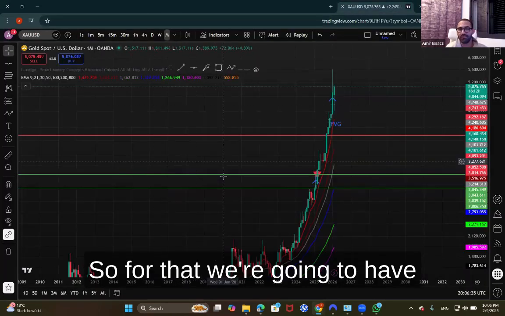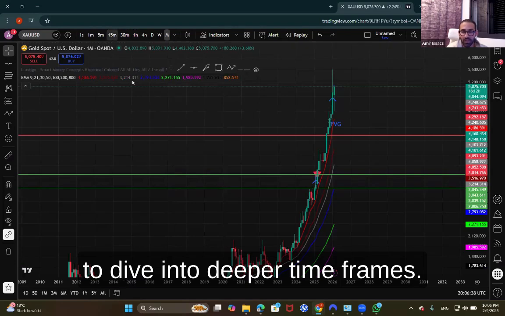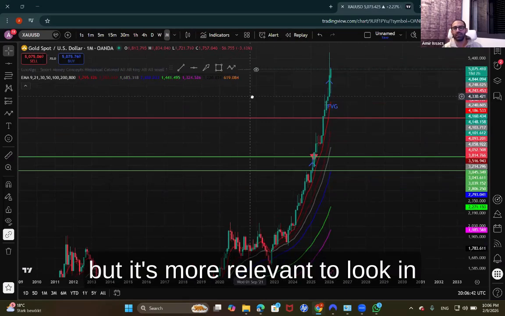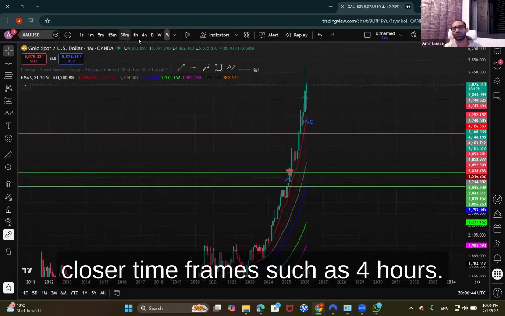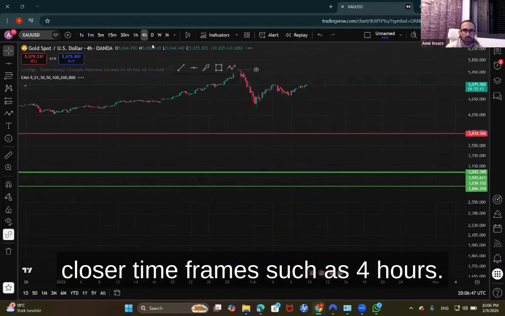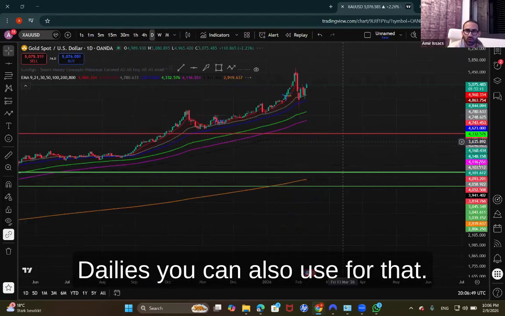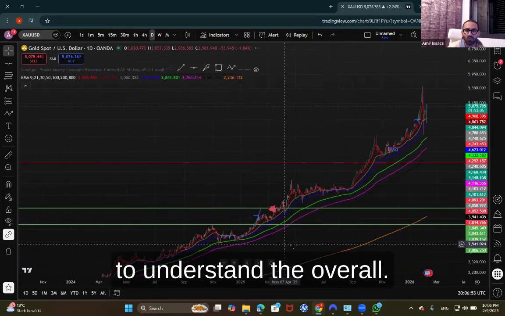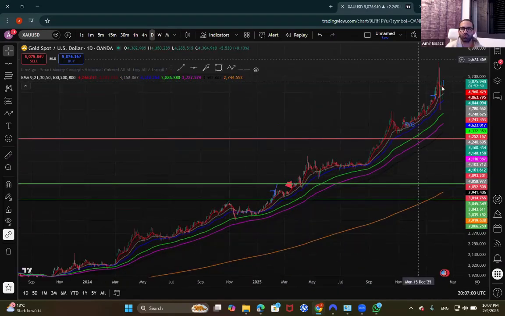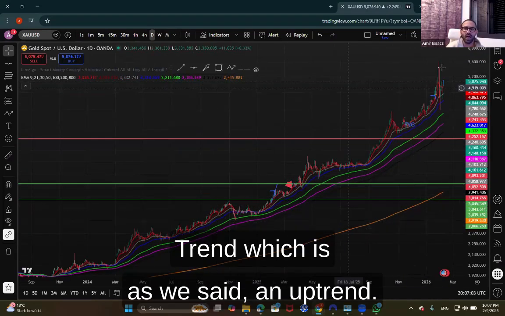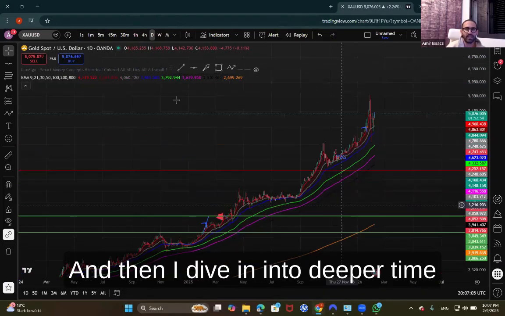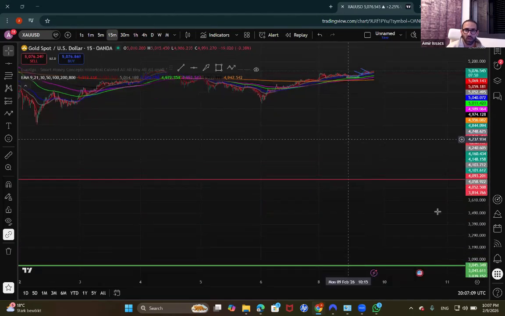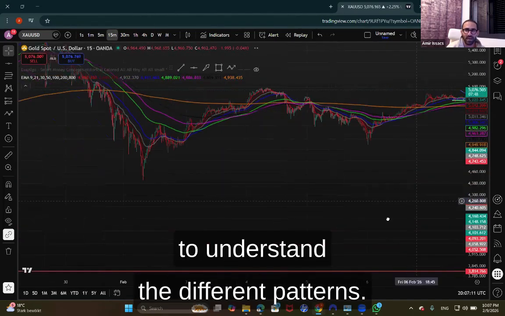So for that, we're going to have to dive into deeper time frames. Yes, we can look for patterns also in higher time frames, but it's more relevant to look in closer time frames, such as 4 hours. Dailies you can also use for that. But I use the dailies to understand the overall trend, which is, as we said, an uptrend. And then I dive into deeper time frames, the smaller time frames, to understand the different patterns.